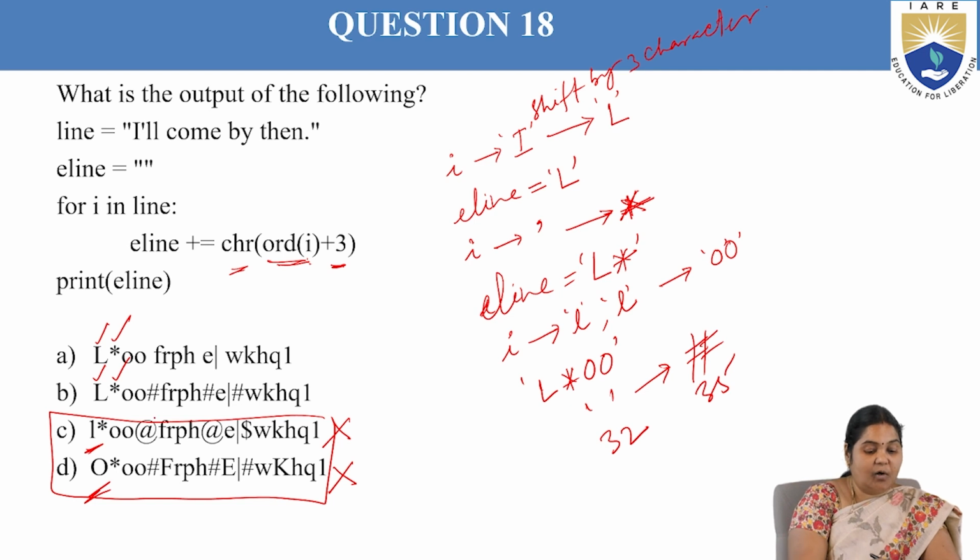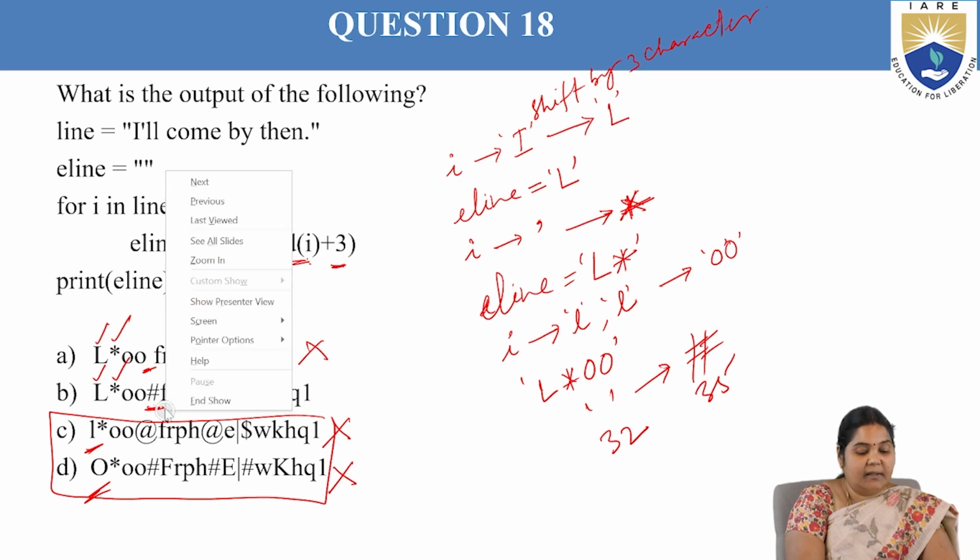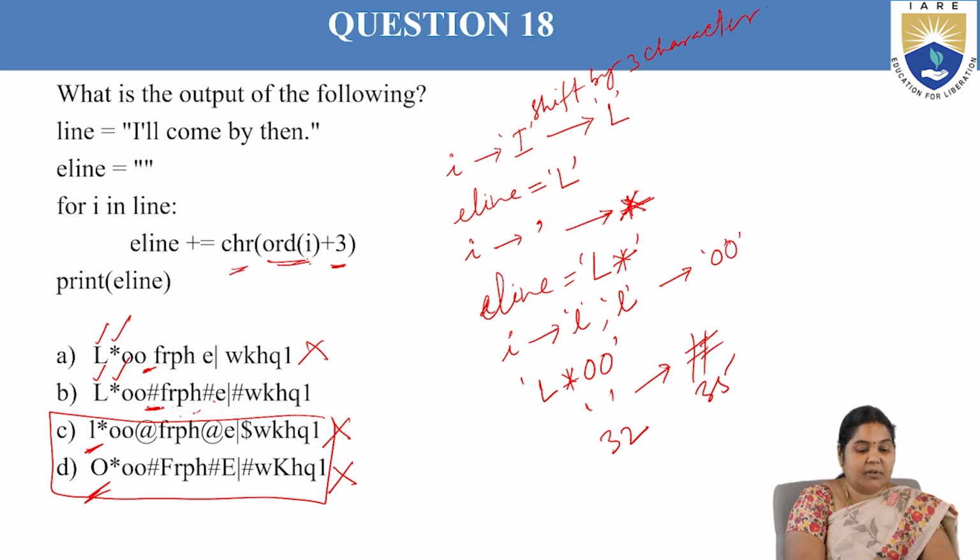So look at the output. After 2 O's, space becomes the hash. In this case, space is as it is, so this cannot be the output. It is hash. Let us look at the COME, which is shifted to FRPH. Okay, correct. Again, there is a space that is shifted by 3 characters and it becomes a hash. Then this one is the correct answer.